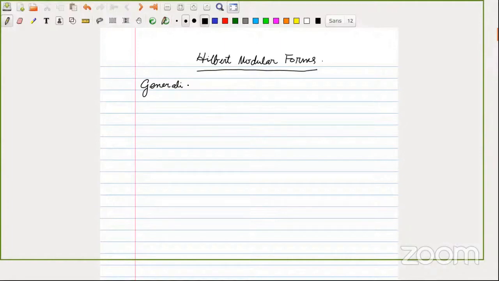I want to share some interesting things about Hilbert modular forms. Okay, so these are going to be generalizations. This is a generalization of elliptic modular forms. All of us have seen this in the previous talks, elliptic modular forms.